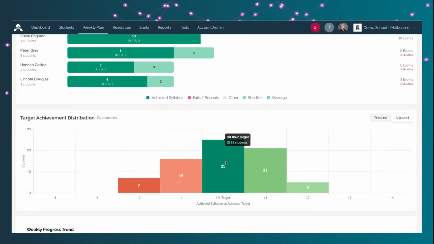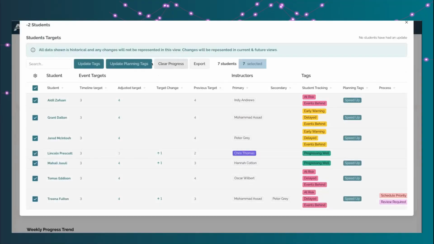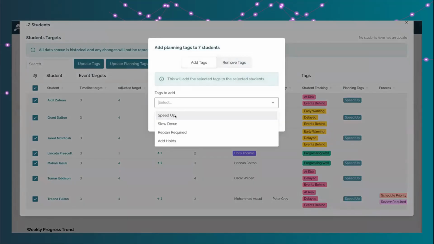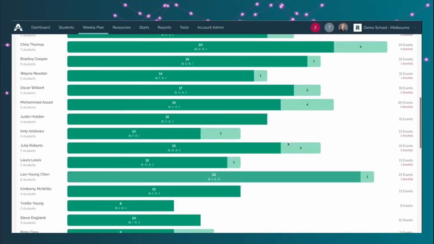In a perfect world, every student would sit neatly in the hit target column, but when is it ever a perfect world? So this graph gives incredibly powerful insight into who received more lessons than planned and who missed out, so you can immediately make sure those students are prioritised in the following week. And the best part is, it just keeps giving.